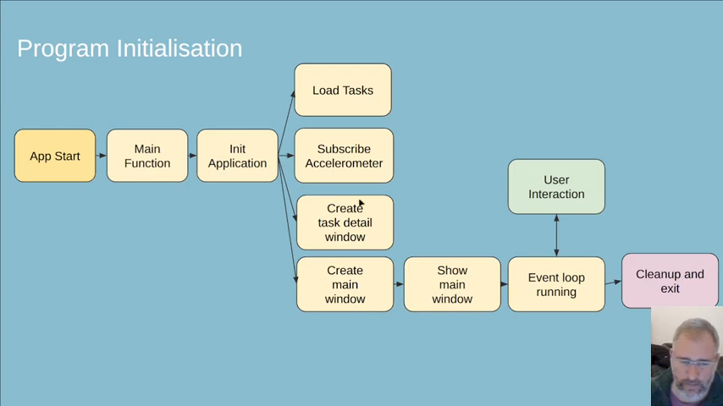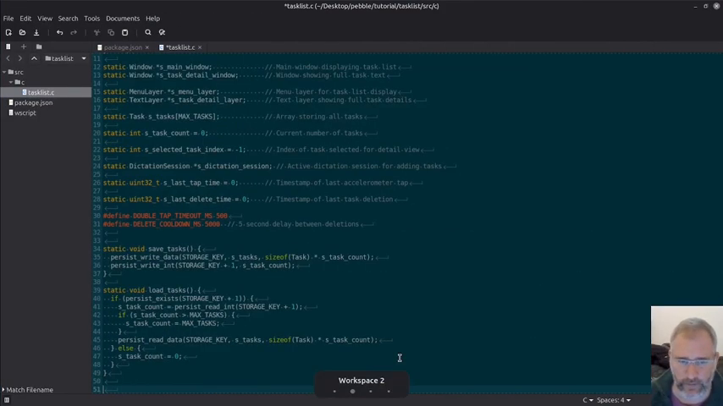Then we create the task detail window, which we just get loaded, ready to start putting things into. And then we create the main window, which is the one we're going to show at the beginning. Because we're going to show this one first, we then show the main window and go inside of the main event loop. The main event loop is where your program will spend almost all of its time waiting for user interaction or waiting until you leave the program, in which case you do some cleanup, release resources, and then exit the program gracefully. So let's get the initialization set up.